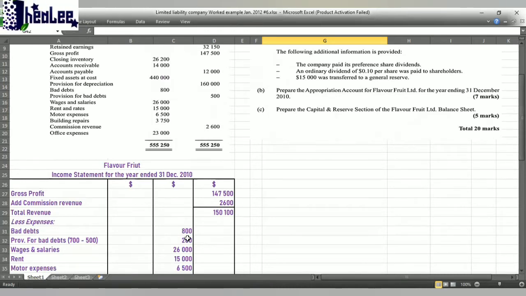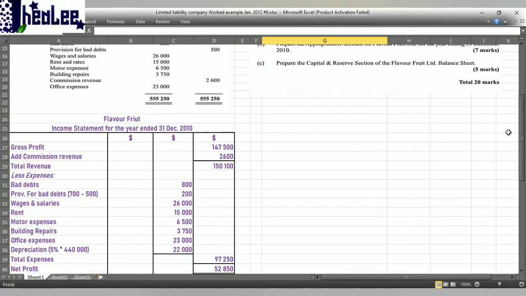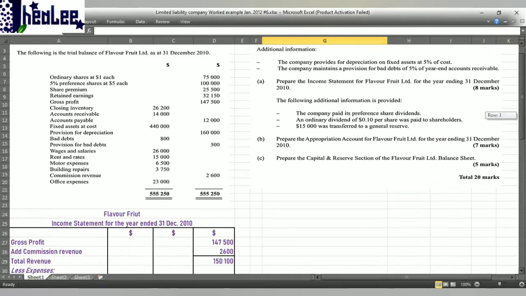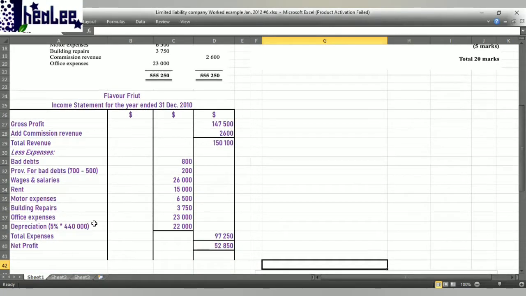If it is that this year's figure was lesser than last year, then of course the difference would be recorded as a revenue. Okay. Now for the provision for depreciation, the additional information stated that you're to calculate 5% of the cost of the fixed assets. So it's 5% of the 440,000. And because it's on cost, it is a straight line method. So therefore it is 5% of 440,000, and that gave us $22,000.